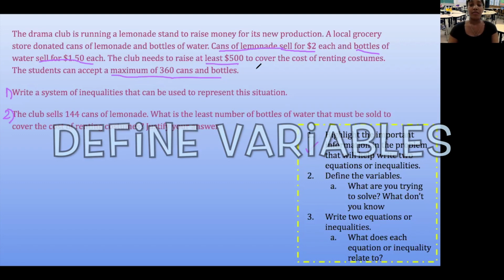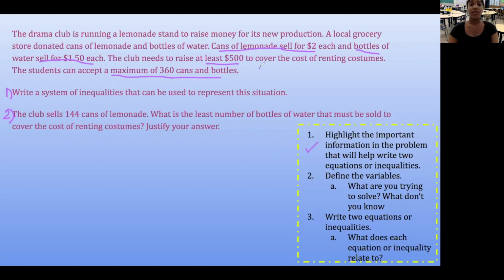So our variables, what we're talking about in this question are cans and B for bottle. If you chose different variables, that's okay. You could have chose L for lemonade and W for water. You could have chose X and Y. It doesn't really matter. As long as your inequality looks similar to mine, that's okay.